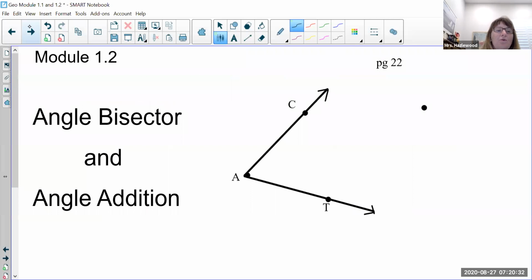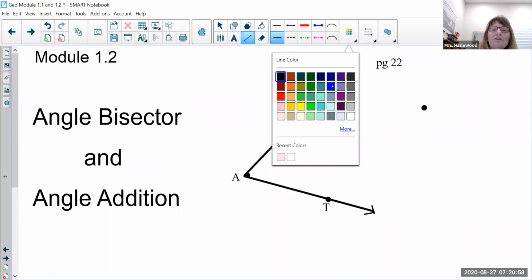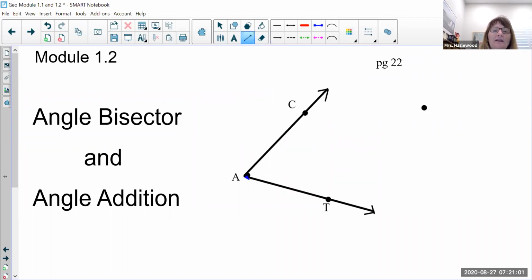All right, so the next concept that we're going to talk about is at the bottom of page 22. This is angle bisector, and angle addition is what we're going to talk about. In the first video that I made, I did talk to you about what an angle bisector is. An angle bisector just cuts the angle into two congruent parts, so two parts that are equal.